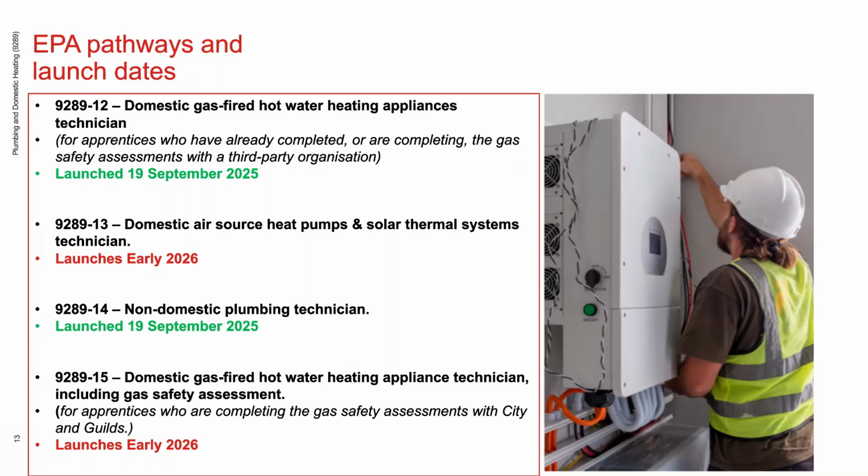The 9289-13 will be the domestic air source heat pump and solar thermal systems technician. That will be launching early 2026. The 9289-14, which is a non-domestic plumbing technician, again launched 19th of September this year. And finally, we have the 9289-15. So this is going to be the domestic gas-fired hot water heating appliance technician, including gas safety assessment. So this is for apprentices who are going to complete the gas safety assessment with City and Guilds. So there'll be more information around that, which we're looking to launch early 2026.